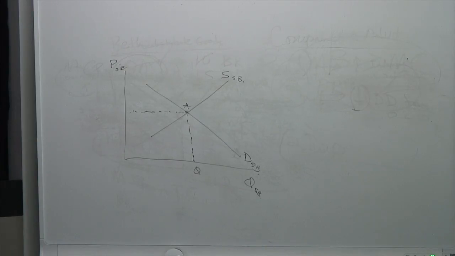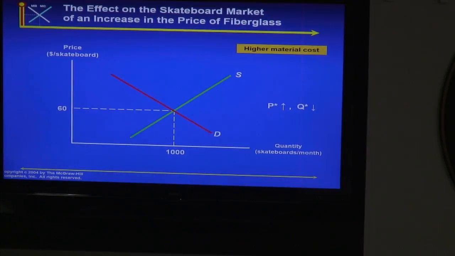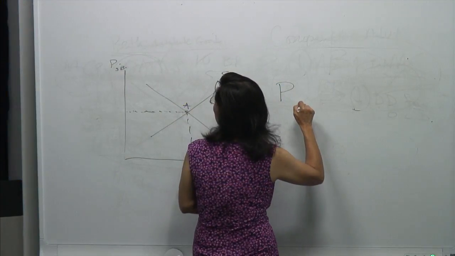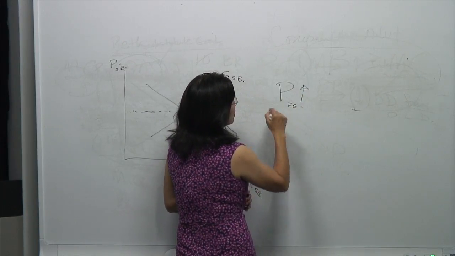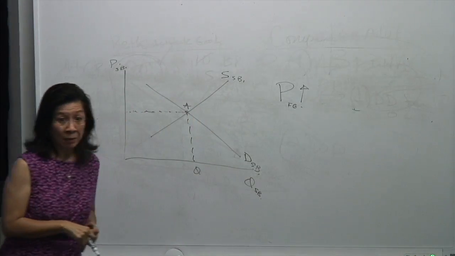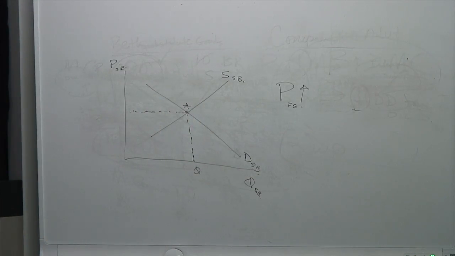So the higher material cost, because the price of fiberglass, we want it to go up. Increase, okay. So if this goes up, it's more expensive, right? Your raw material is more expensive now. So do you think you will make more skateboards now or you make less, if it is more expensive? Okay, so common sense will tell you less. So therefore, we should shift which of the lines? Supply or demand? Supply, and to the left or to the right? Left. Very good, let's see if you're right.